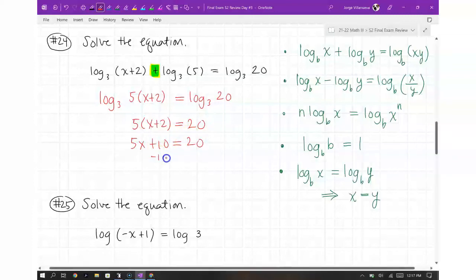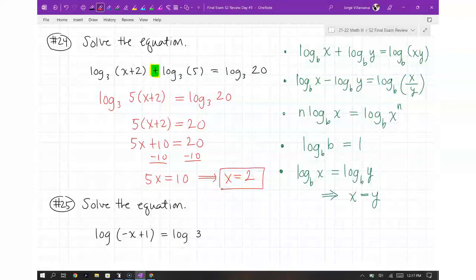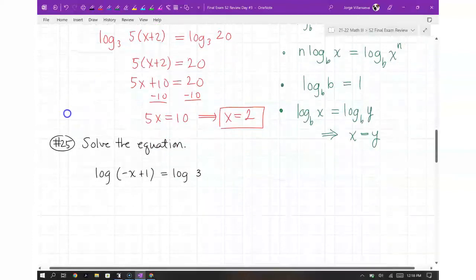So I'll subtract by 10. That gives me 5x equals 10. What's my answer? What's x equal to? 2, right? So there you go. Okay, so there's your solution for that. If you would have divided by 5, you would have gotten x plus 2 equals 4, and then if you subtract 2, you get 2 anyway, so it still works. Okay? So, all right, that's like the hardest log problem that we have, at least up to now.